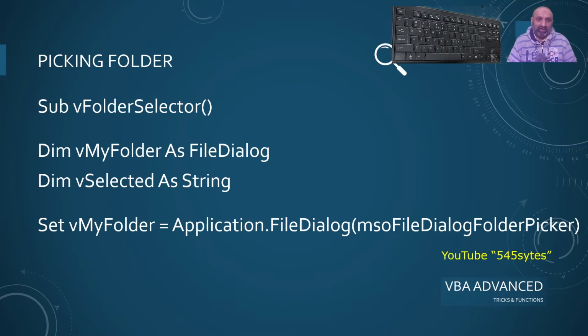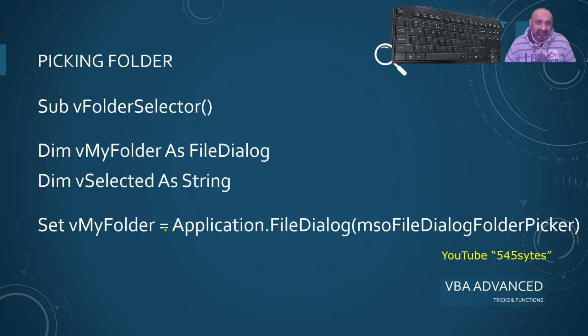So here we are declaring a variable as an object. Dim vMyFolder, that's a variable, as FileDialog. FileDialog is one of the objects. There are many objects in Microsoft Excel or VBA, but this is FileDialog. And for this command to work, you need to enable which library? You have to go to VBA References and invoke the Microsoft Office Object Library, right?